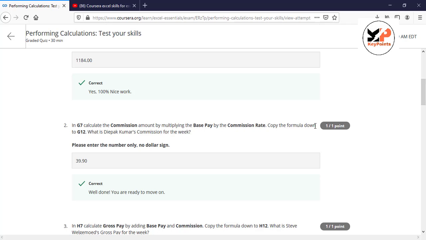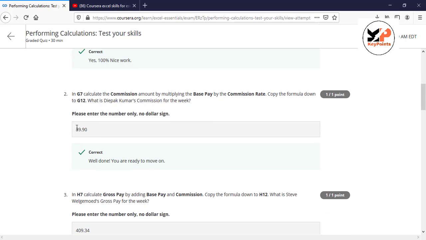Number 2 question: in cell G7, calculate the commission amount by multiplying the base pay by the commission rate. Copy the formula down to G12. What is Deepak Kumar's commission for the week? Please enter the number only, no dollar sign. So this is the answer, 39.90.